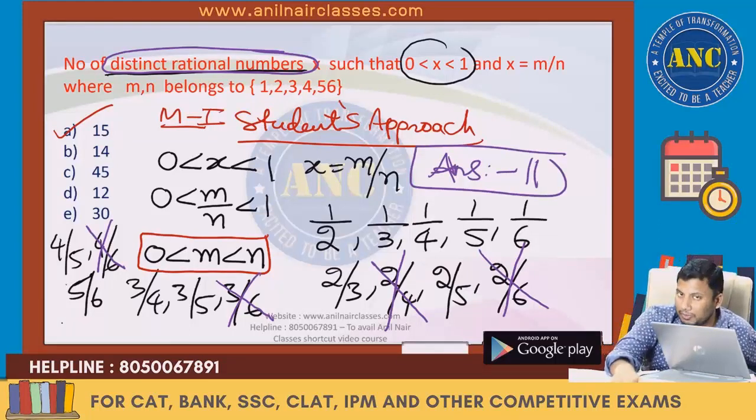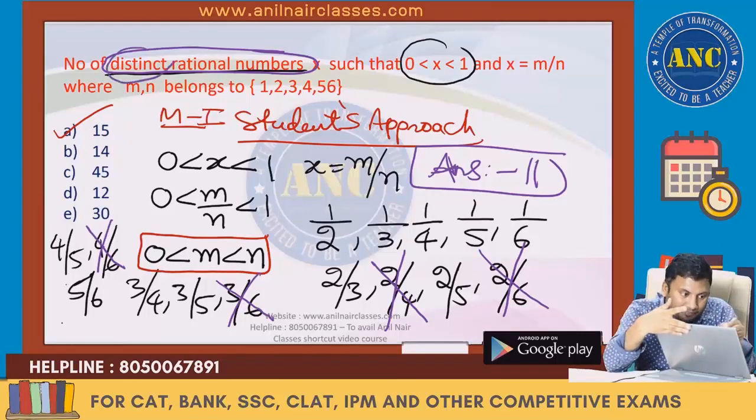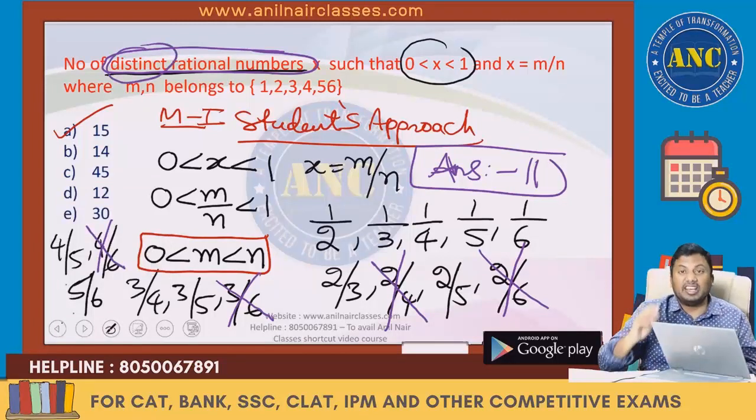Are you all with me? The answer is not 15. It is a question which is actually making you lose marks by making you get 15 as the answer. The students who are impatient, students who have not read the question properly, it is distinct. This is distinct.